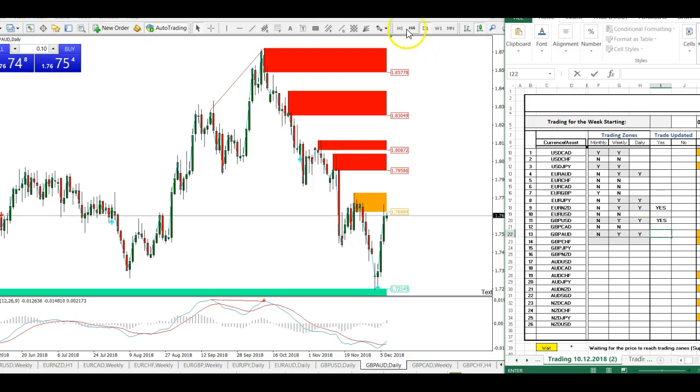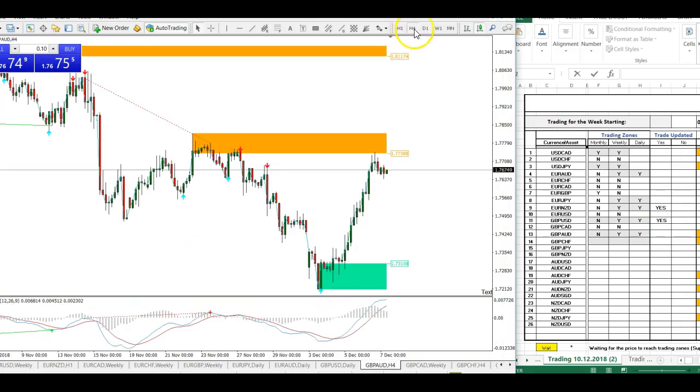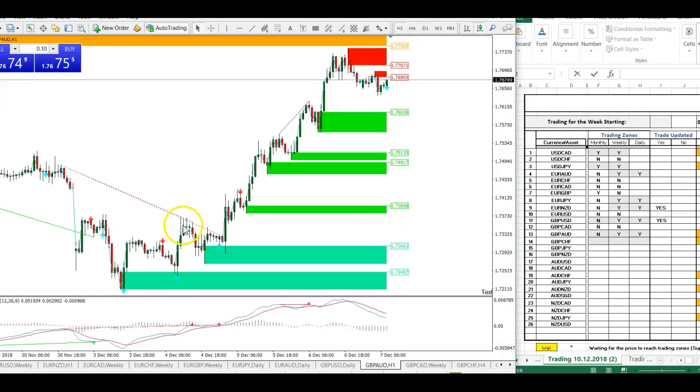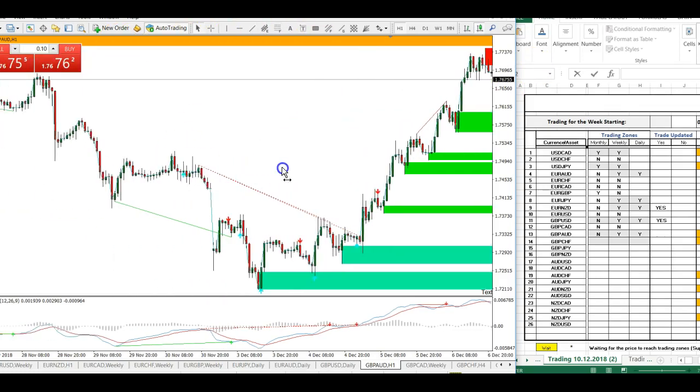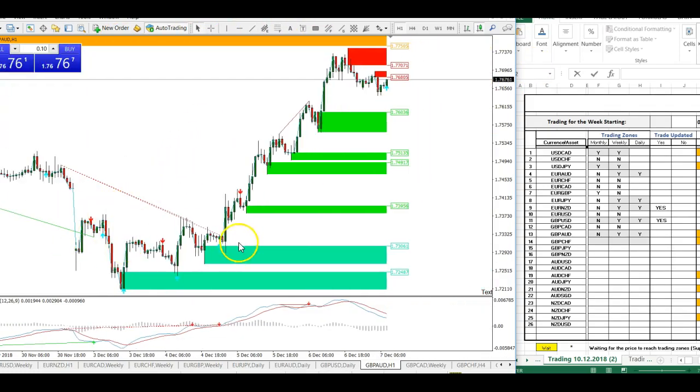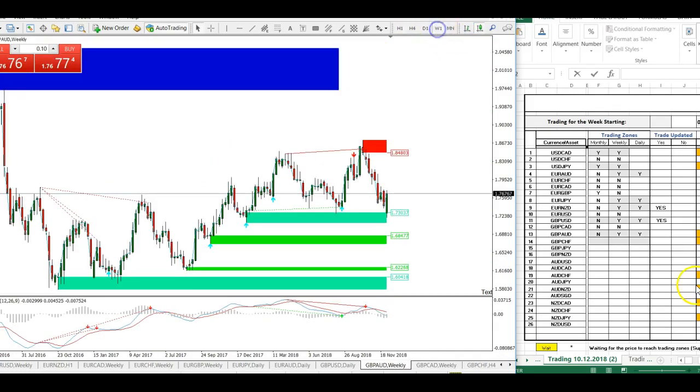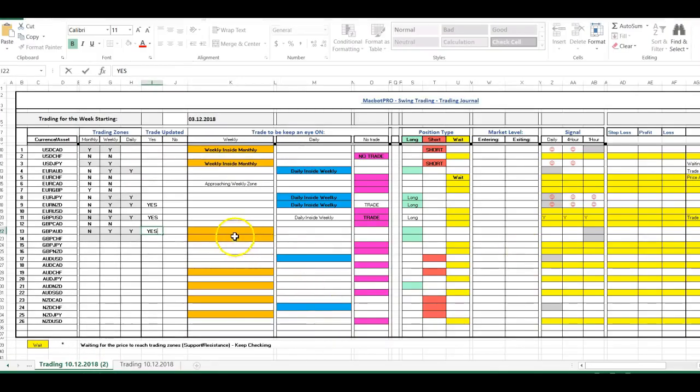Okay, so we're looking for a daily, 4-hour, 1-hour signal. And there was no 4-hour signal. But we had the 1-hour signal down here. Okay, so we would have got in the market down here with the MACBOT loaded, would have taken the trade down here. And that was a signal with a 1-hour signal. Okay, so we'll just update that. We are in play, yes. And just move across.